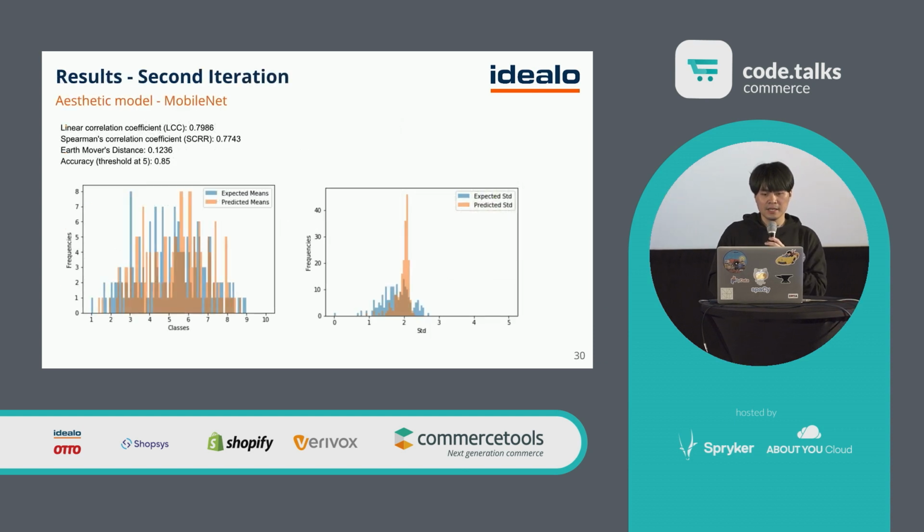Yeah, so as you can see, this is a result of our second iteration. The distribution looks quite nice. So our next model with our domain-specific data is able to capture the ratings between 1 and 9, and the distribution is also well captured.